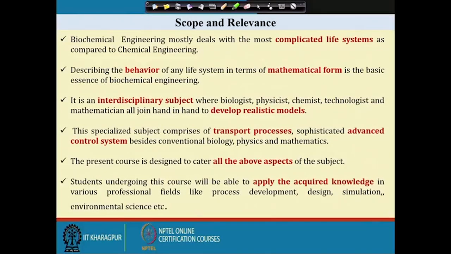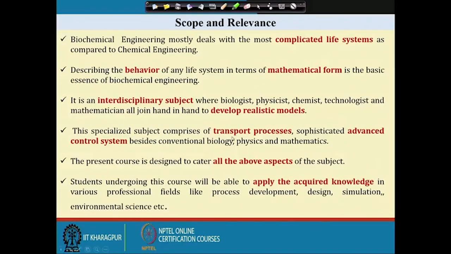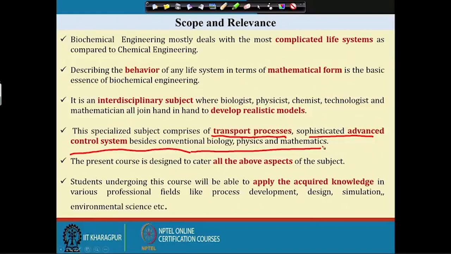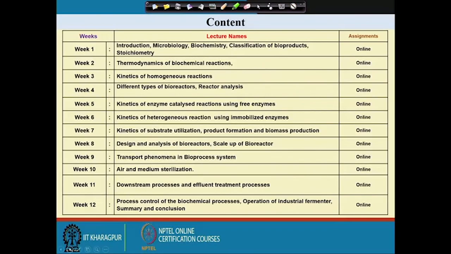Now, it is an interdisciplinary subject where different disciplines, like biologists, physicists, chemists, all these experts will help each other to develop this subject. So, all this knowledge is required to understand the process in a better way. Then we have the different transport processes that are involved, and sophisticated advanced control, besides conventional biology, that we are also going to explain. So, this course will deal with all this material in detail. Now, let me give you the details of the course content. Initially, as I told you, we talk about microbiology, biochemistry, and classification of the bioproducts, because as far as bioproducts are concerned, we have different types.